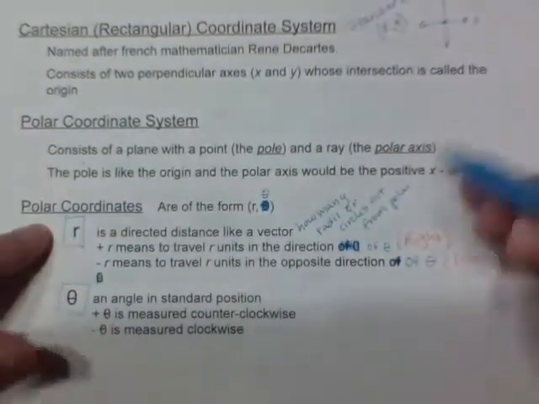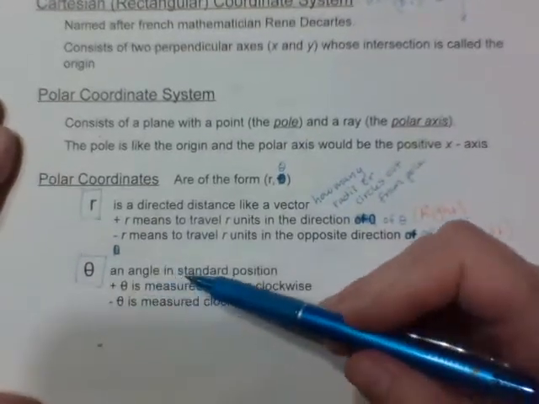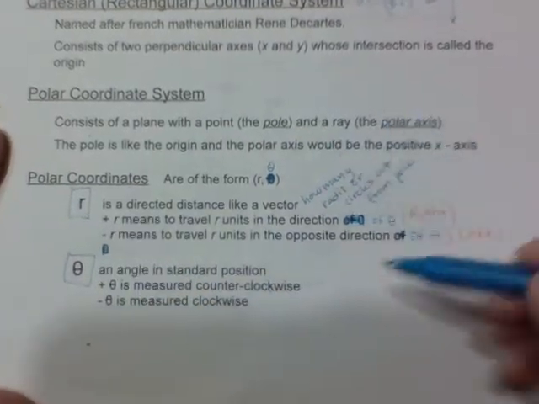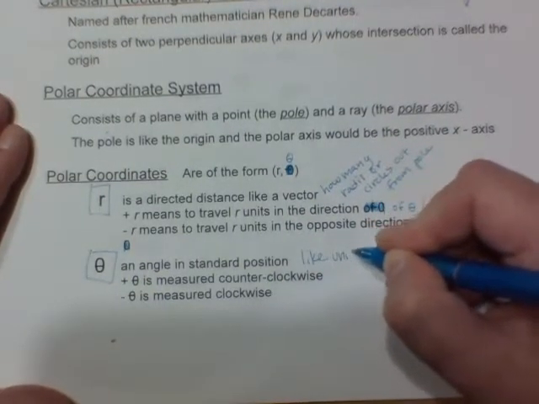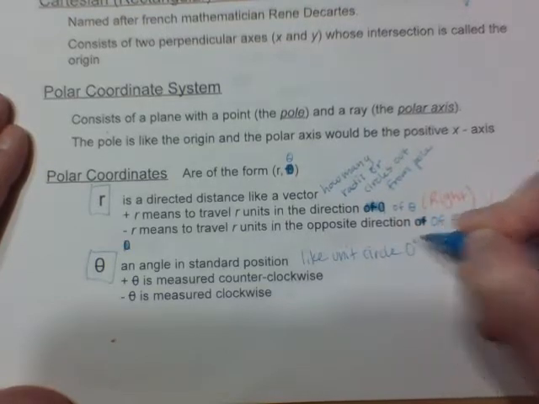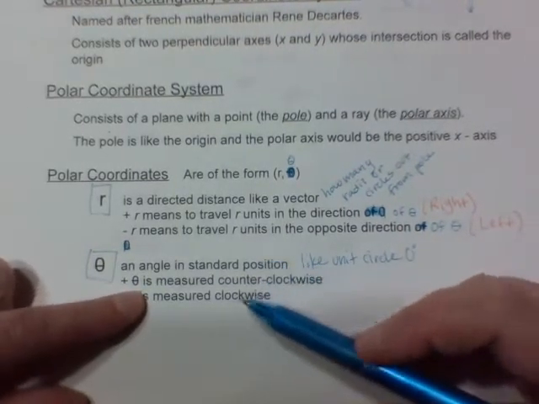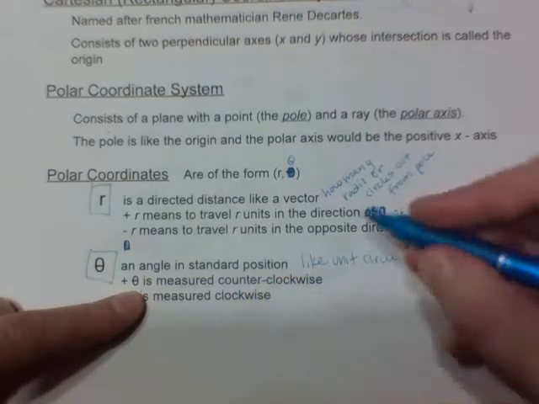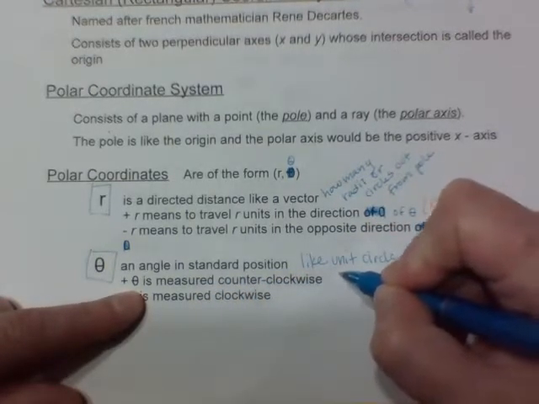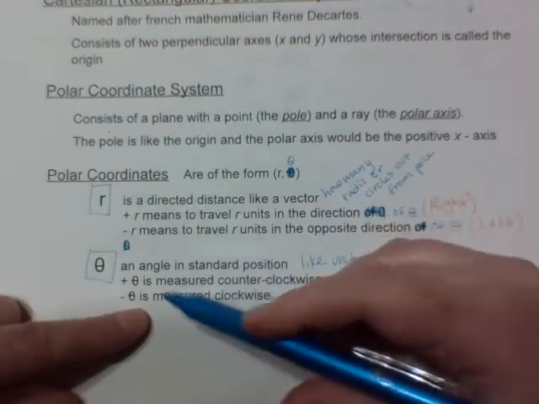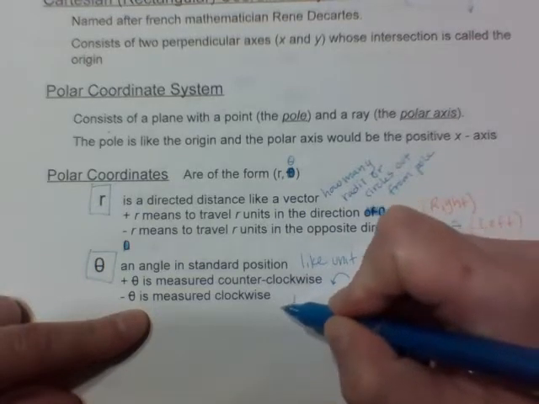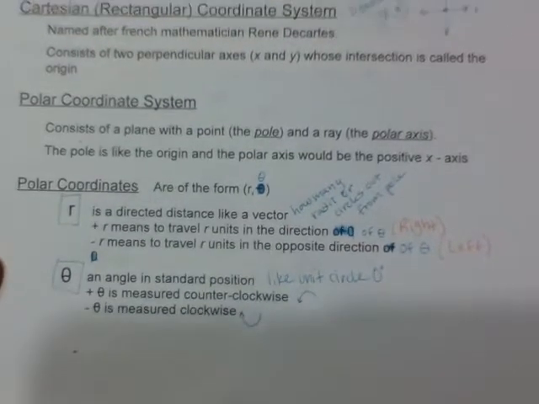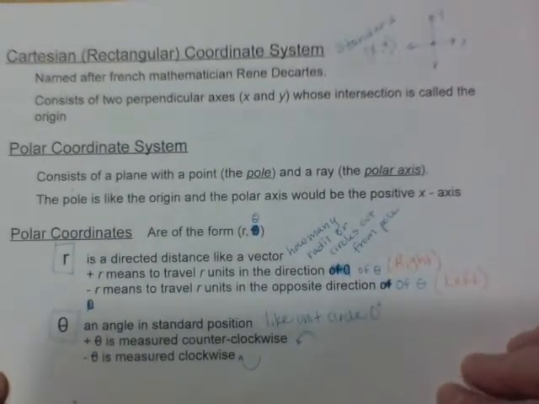Then we have our theta. Again, it's r comma theta. Theta is the angle in standard position. Standard position starts like the unit circle, at 0 degrees. A positive theta is measured counterclockwise, so if you're starting at 0, you travel around the circle that way. However, negative theta is measured clockwise, so if you're starting at 0, you're going to go backwards, the way of the clock. That is how that works.